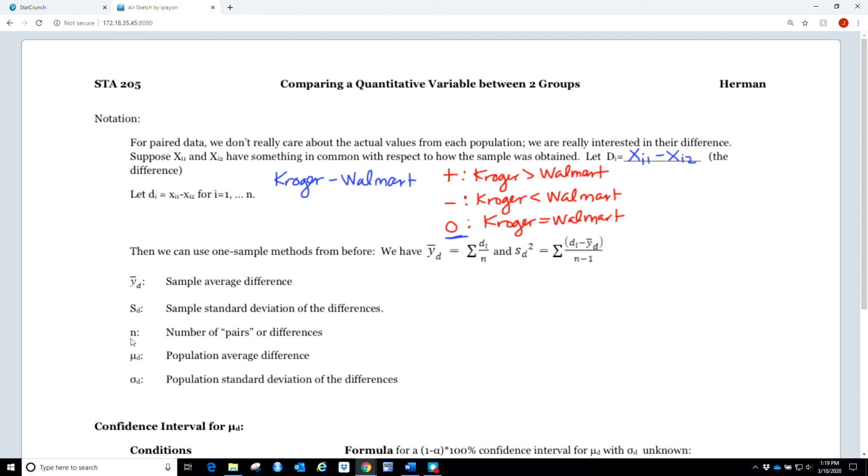N will now represent the number of pairs. So what that means for me is if I were to sample 20 items at Kroger and the same 20 items at Walmart, I'm going to have my N to be 20, because that's my number of pairs or differences that I'm going to be able to calculate. Instead of just mu and sigma, we're going to be using mu d and sigma d, again to emphasize that these are our population average of the difference, as well as the population standard deviation of the differences. So sort of the main thing is you're seeing me add the d subscript on many of these, and a special note that n is now the number of pairs that we have.